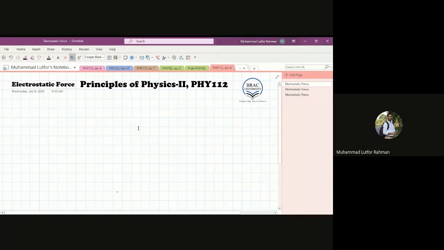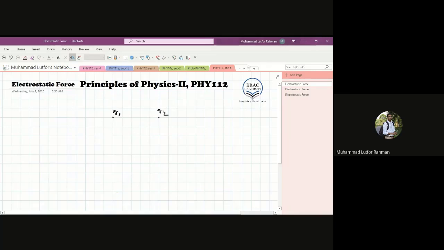So to discuss today's topic, we basically have to use the idea of the vector. First I'm going to talk about two point charges. Say this is the Q1 and this is the Q2 charge. I'm sorry, my handwriting is not too good.